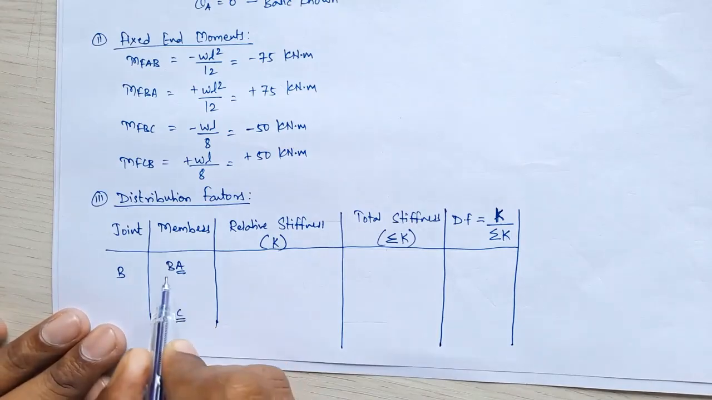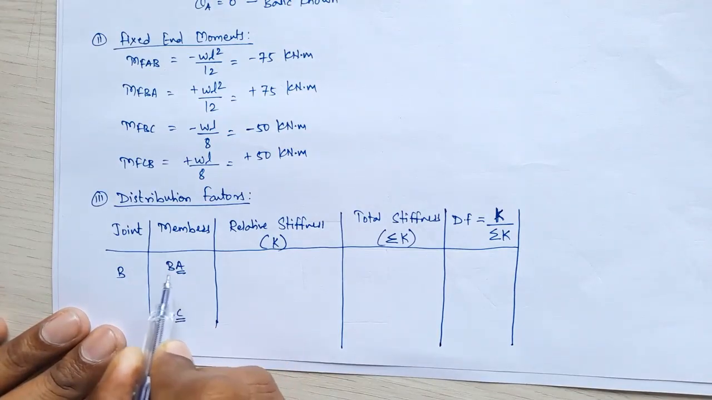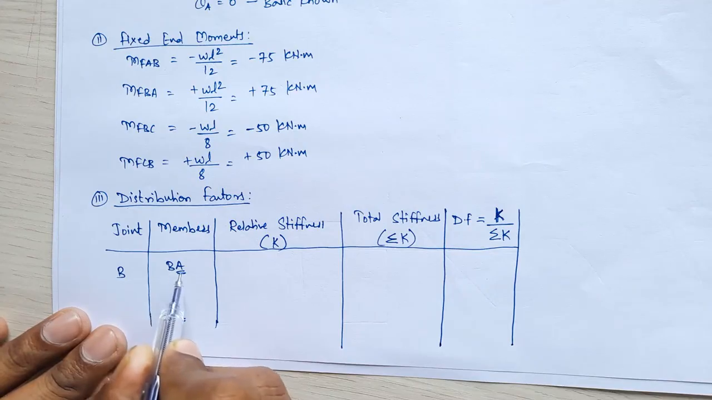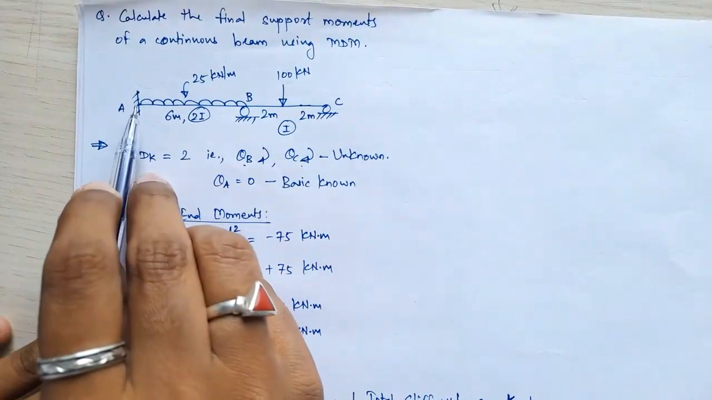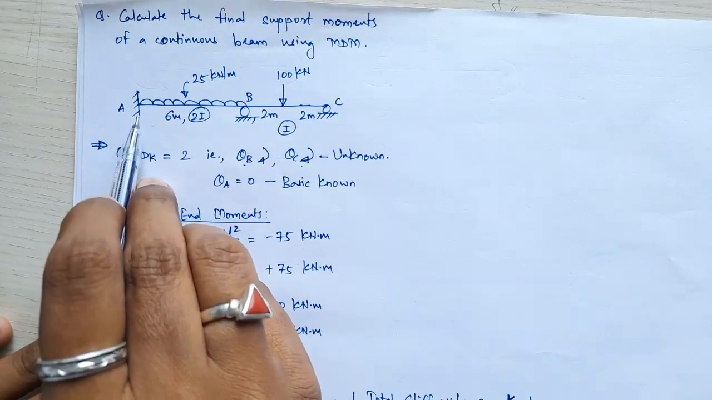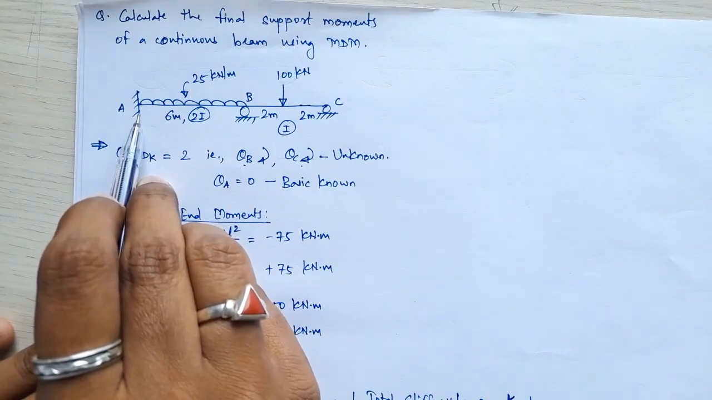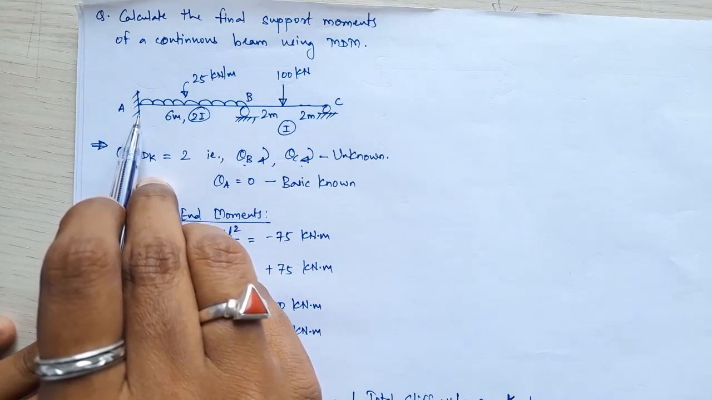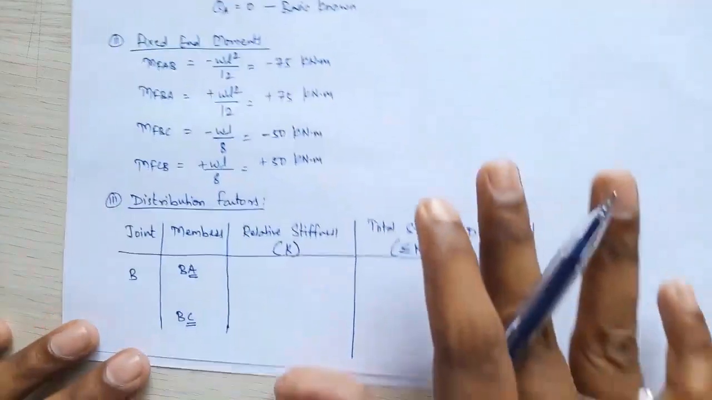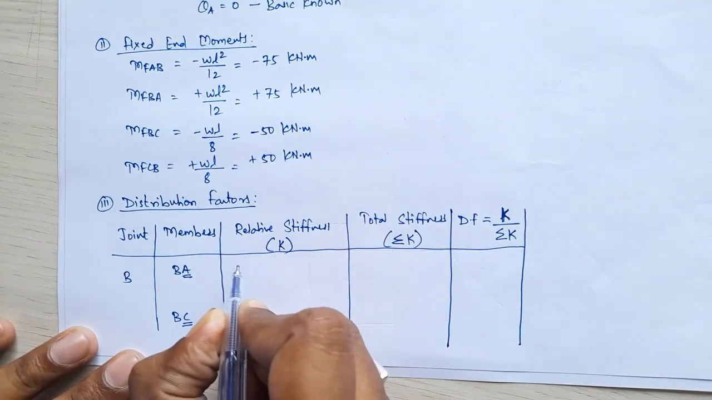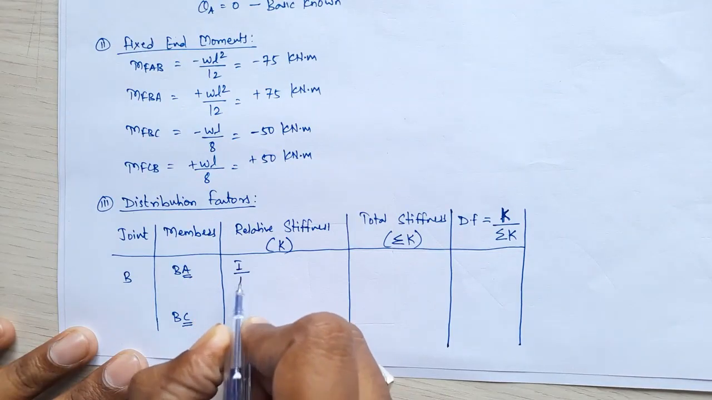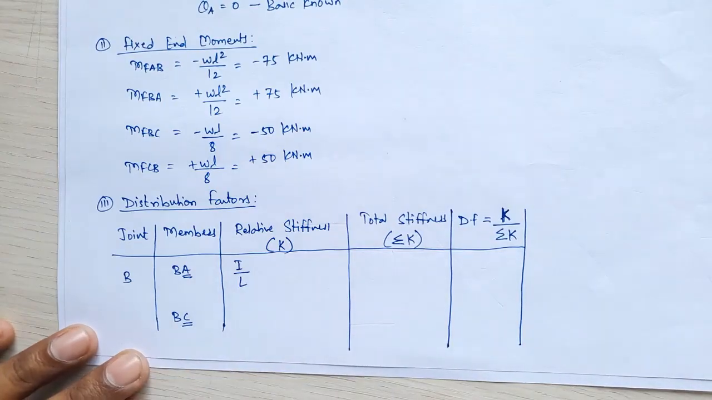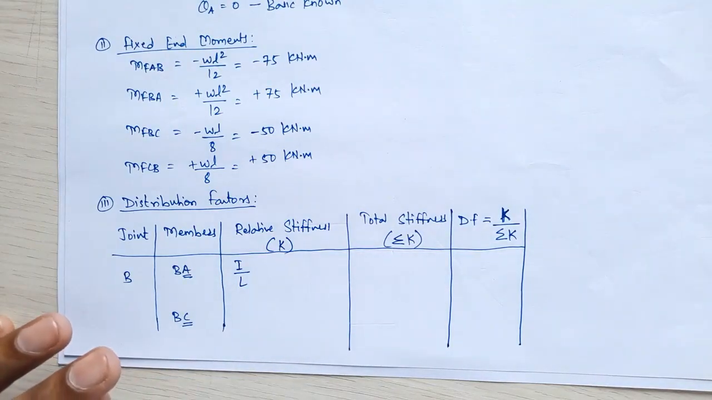Now we will see the first member over here, that is member BA. Moment is getting transferred from B to A, so A will be the farther end. Now you check A. What is the support condition? A is here fixed, so fixed support is considered as your capable support. So for capable support, the relative stiffness value comes equal to I divided by L.